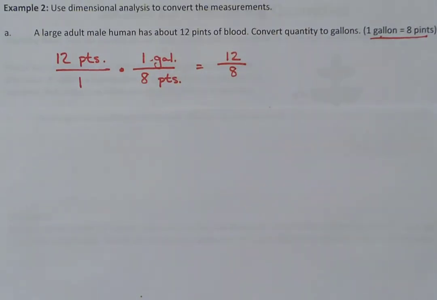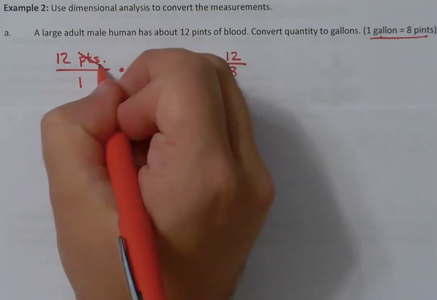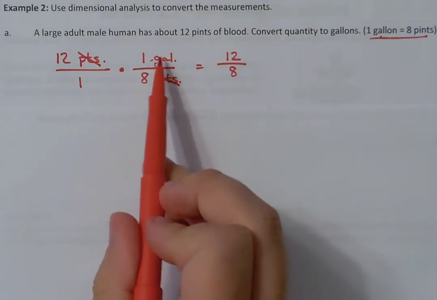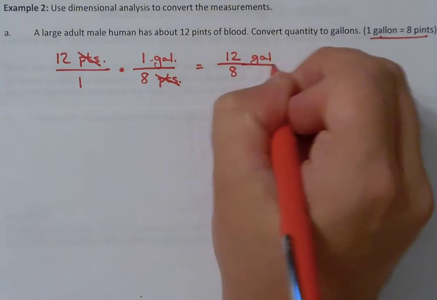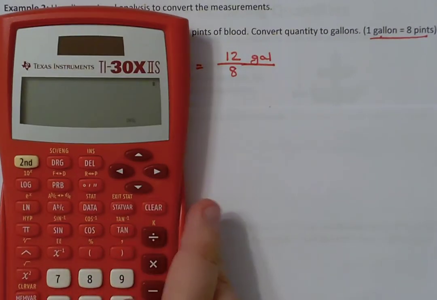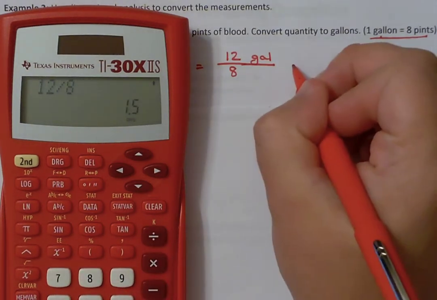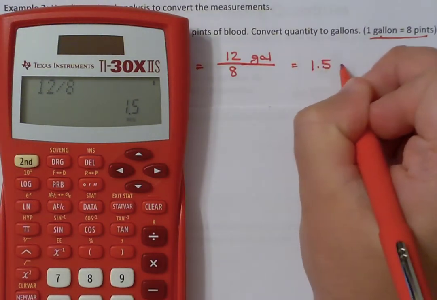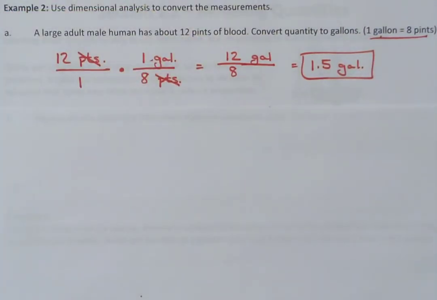Now, before we move forward, taking a look at the units, because I have pints on top and on bottom, they cancel each other out. And gallons is just on top, there's nothing on the bottom. So that leaves me with 12 gallons over 8. Now, this is a point where we can simplify this fraction and actually divide. So if I do 12 divided by 8, I get 1.5, meaning that 12 pints equals 1.5 gallons of blood.